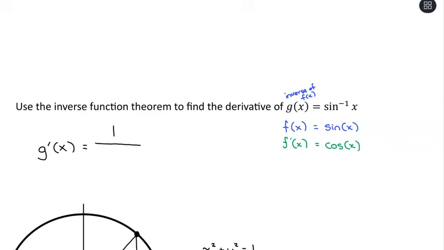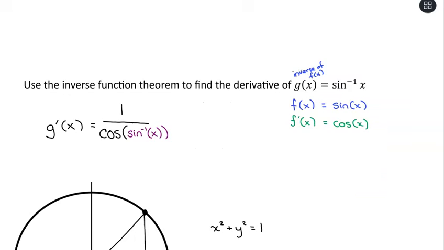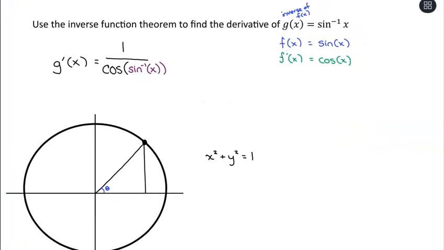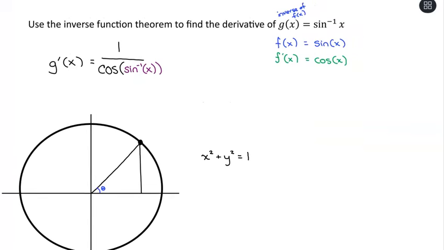So we're going to take our derivative function, cosine of x, and then what we plug in is our inverse function, which will be the inverse sine of x. And then what we want to do is simplify. We want to simplify that denominator. And that's where I started to draw out this unit circle here, because that will help us with our steps.